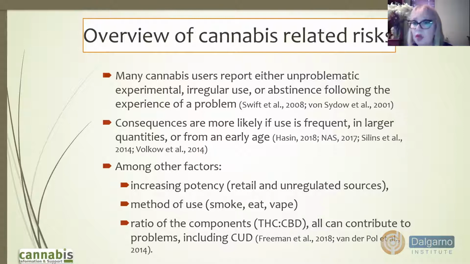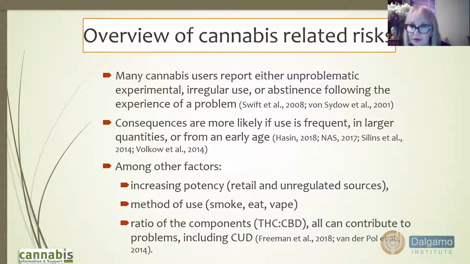Consequences, however, are more likely if use is frequent, in larger quantities, and from an early age, particularly before the age of 16. Amongst other factors we've touched on already is increasing potency in retail products in the US, which has very much driven the acceleration of potency, and of course, unregulated sources. And remembering that all of this is just a click away. It's all available online to us here in Australia. That may be illegal, but shock, it happens.